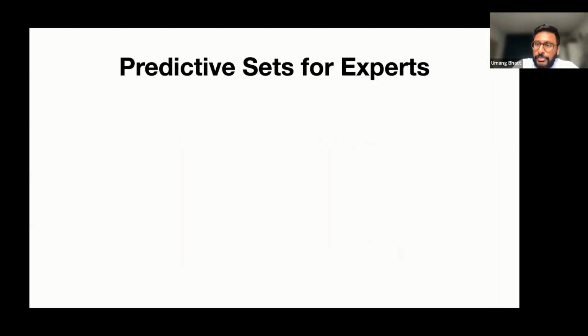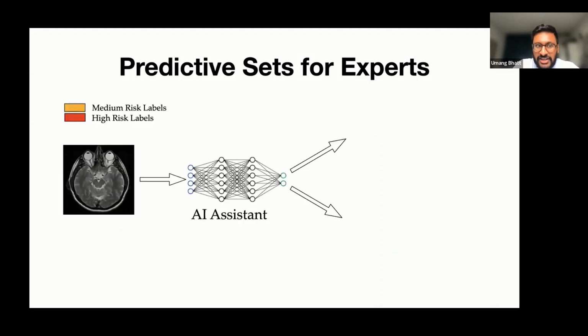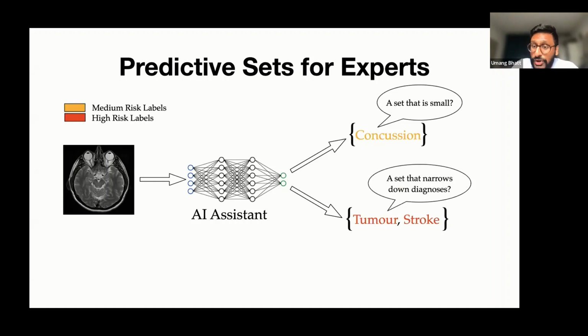When you're actually developing predictive sets for experts, there are lots of really interesting things to consider. Specifically, you might have various labels that have costs assigned to them, either they're high risk or low risk. So perhaps you want a set that is small, right, that contains medium risk labels, or you might want to narrow down a set. Like you don't want incoherent sets where you have two high risk labels that are very different from each other. Even though both of them might be true, these kinds of sets might be very difficult.